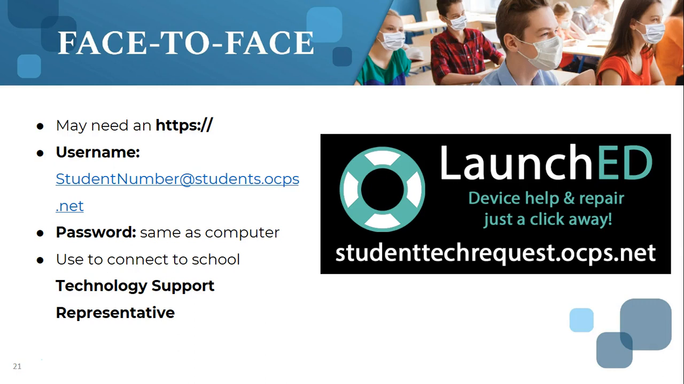If troubleshooting has not been successful and the device has stopped working or is damaged and in need of repair, the student can put in a student tech request using the website on the screen. They can do this from any device. If the student is asked for their username or password, their username is their student number at students.ocps.net, and their password is the same as the one they use to connect to their device.